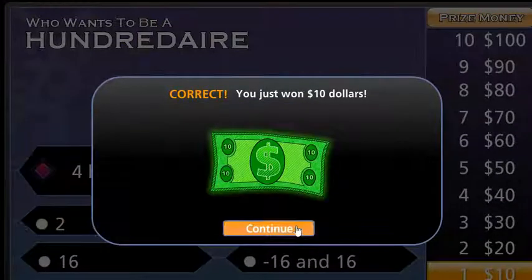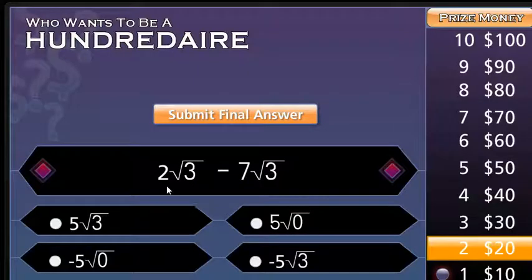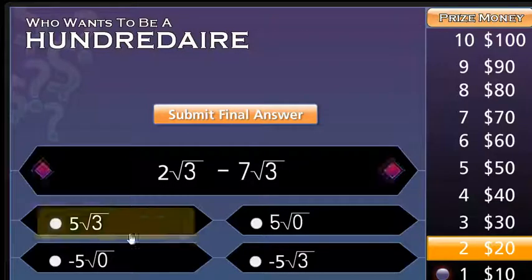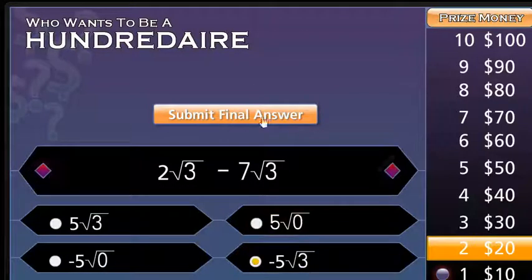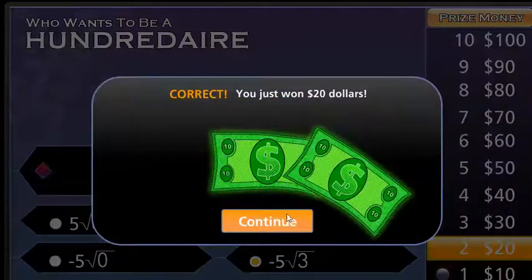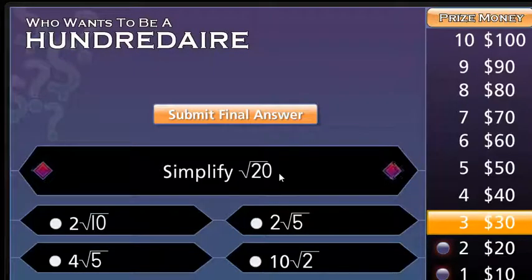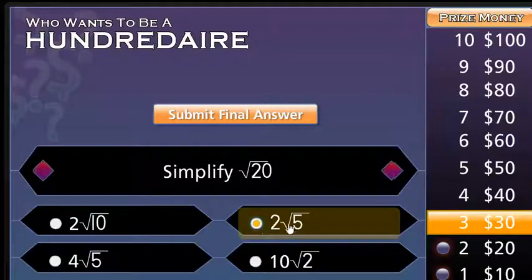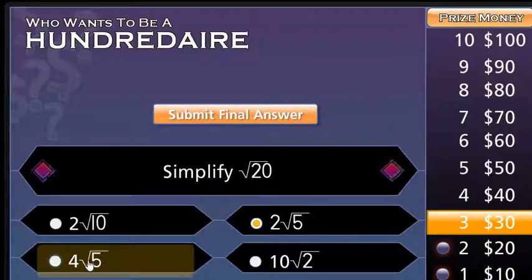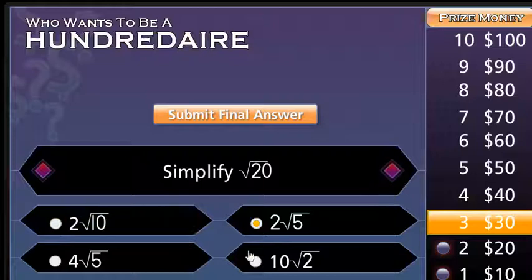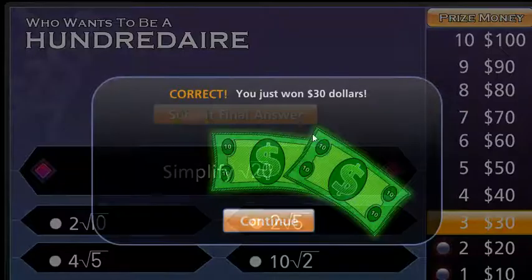All right. Okay, they're trying to see if you understand how to combine just the coefficients of this, so it should be negative 5 root 3. Alright, they're trying to see if you understand this is root 4 times root 5, which would simplify to 2 root 5. There's a good detractor there. That's a good bad response there.